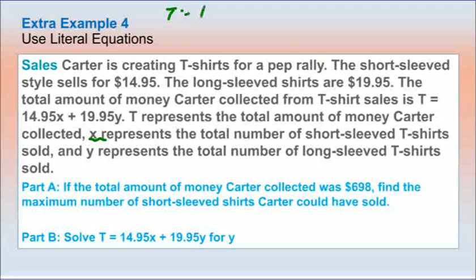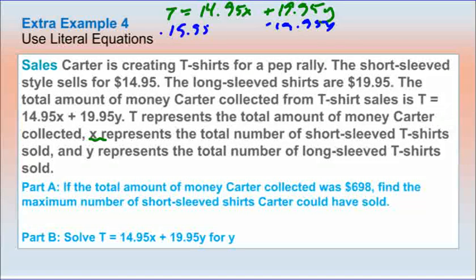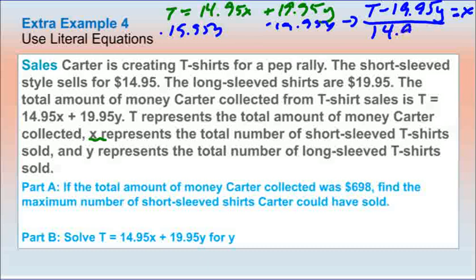So right now we have T equaling 14.95x plus 19.95y. We're going to subtract 19.95y. And I'm left with T minus 19.95y equaling 14.95x. That means our x is going to be T minus 19.95y divided by 14.95. That's the formula I'm going to use for part A to find out how many short sleeve shirts they could have.